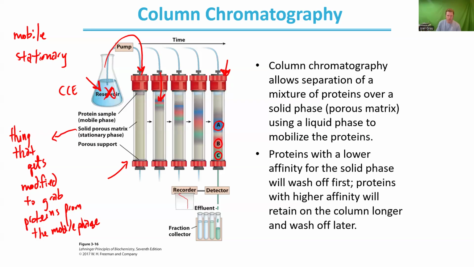Here we have this mixture of A, B, and C right there. As time proceeds and as this pump flows solution through, A, B, and C will begin to separate, and the separation will become greater and greater. At the bottom of this column, you would have little test tubes that collect a small volume, maybe 1 milliliter. Now, let me ask you this and add to the chat: which protein is going to come off of the column first? Is it A, B, or C?